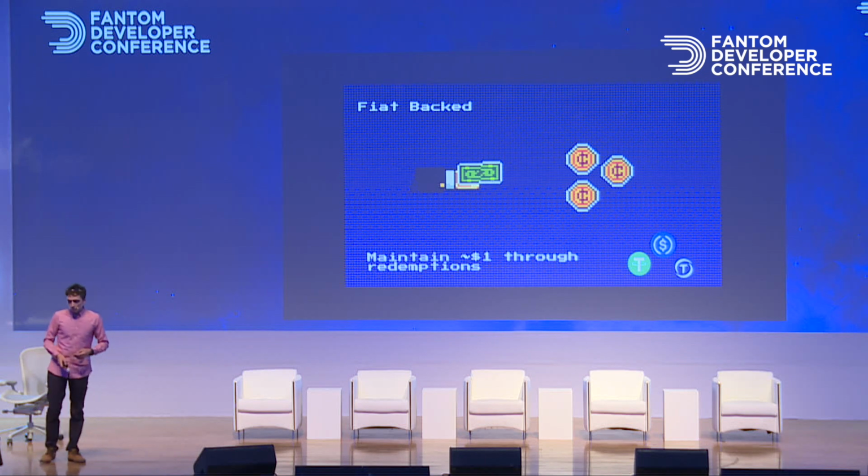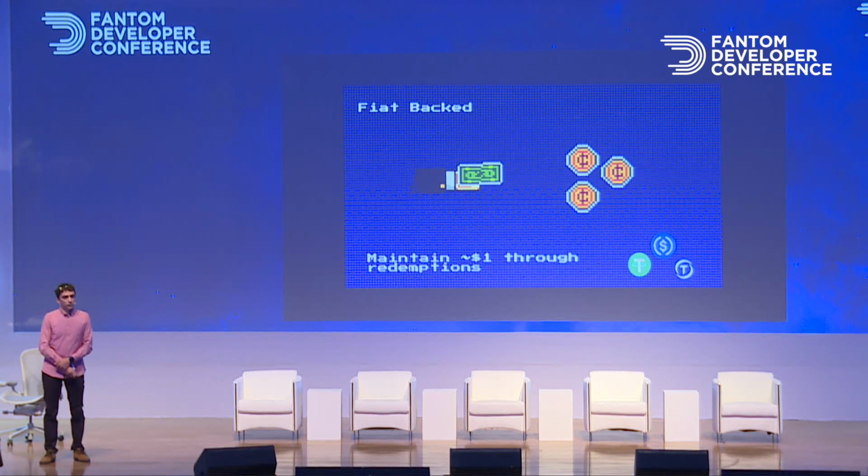Now here we've got the fiat-backed, which maintains its peg through redemption via this bank account. So if it's over $1, you might deposit some, sell it on the market, and make the money back by the spread. Stablecoin minting is done through a variety of different processes, but usually you can do it through interest and fees. So this is the minting for cryptocurrency-backed stablecoins.